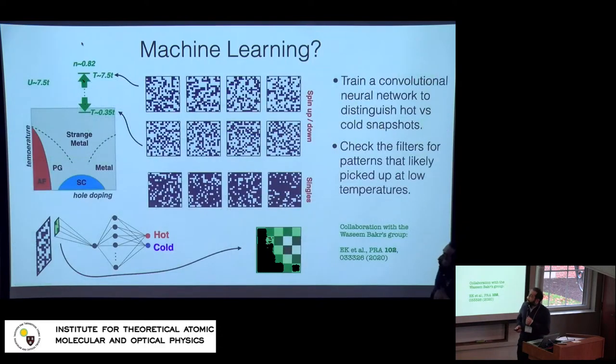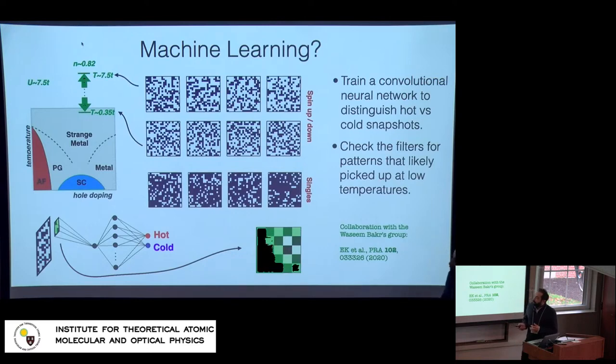So we've done similar work back in 2019 in collaboration with Wasim and his group. We also studied these snapshots using machines. And our idea was really simple. We showed the neural network snapshots at two extreme temperatures. In this case, initially, the snapshots were coming from the doping of 18% around this strange metal phase in the 2D Cooper phase diagram.